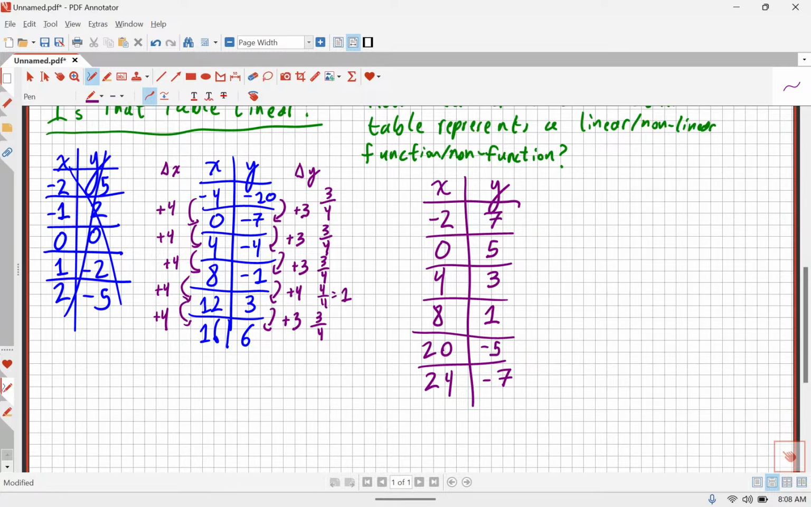Can I get you guys in five, four, three, two, one? What do you guys think? Is this linear or non-linear? A function or a non-function? Let's see here. Carol, is that linear or non-linear? And is it a function or non-function? And how did you know it was non-linear?